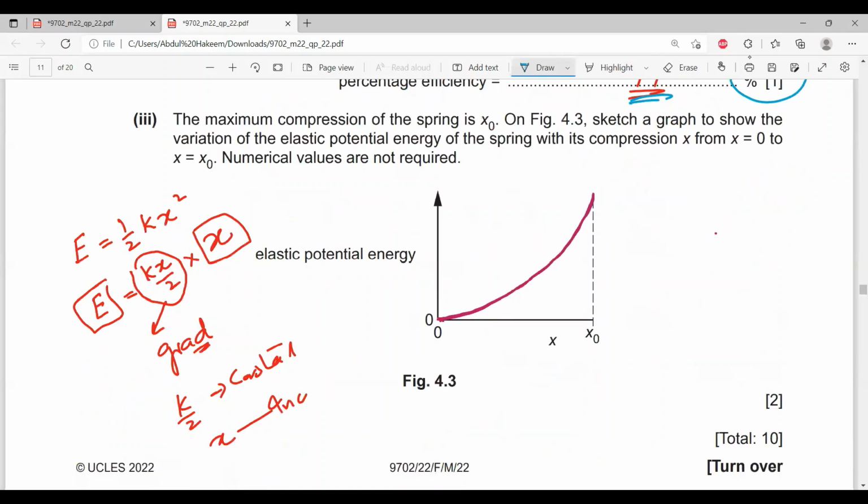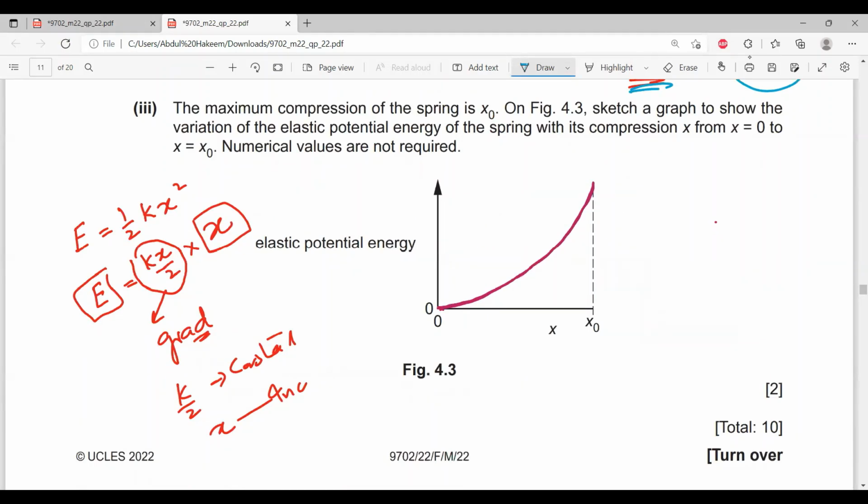Next, the maximum compression of the spring is x naught. Figure 4.3: sketch the graph to show the variation of the elastic potential energy of the spring with the compression x, from 0 to x naught, the maximum. Numerical values are not required. Look, this is the equation. But we have to plot x on the x-axis. So this half kx square can be written as kx by 2 into x. It means this is required on the x-axis. This is required on the y-axis. So this kx by 2 is the gradient.